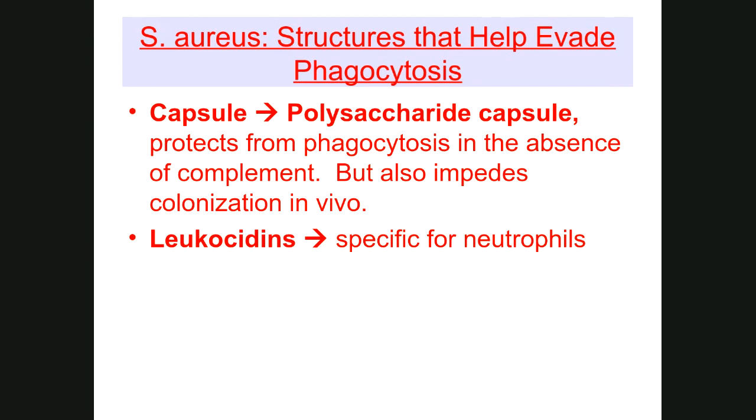Often the strains are going to have capsules. It is a polysaccharide capsule, which again is going to protect the organism from phagocytosis in the absence of complement, but also makes it harder for the organism to colonize in vivo. Leukocidins, we talked about that. These are proteins that destroy white blood cells.